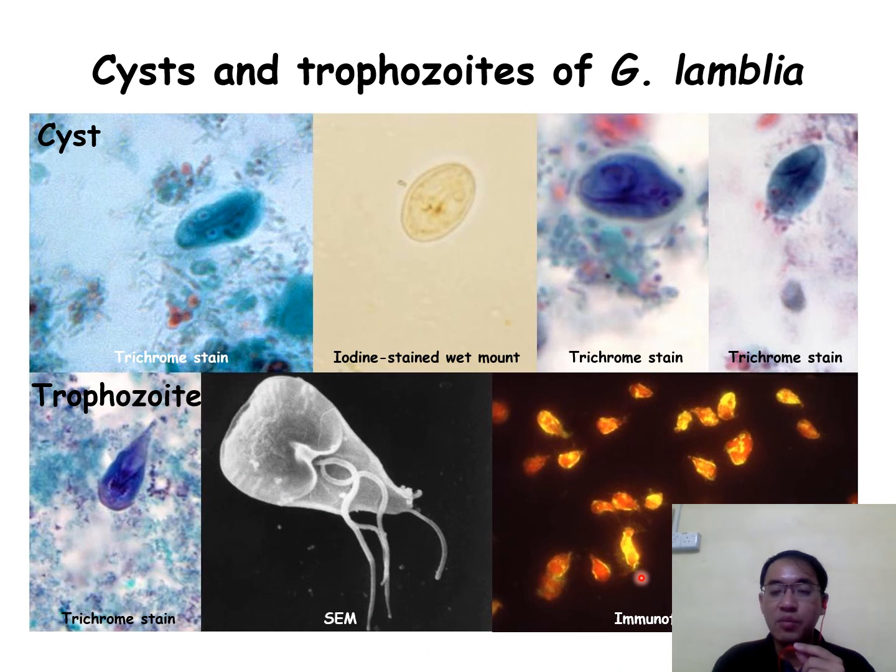Okay, this is the immunostain sample. So the antibody specific to Giardia lamblia makes the trophozoite shine. Those antibodies are conjugated with fluorescence. Therefore, for a positive sample, we will see clearly shining or glowing signals.